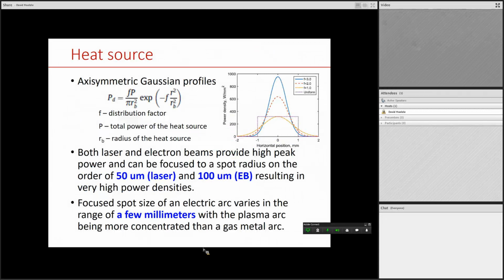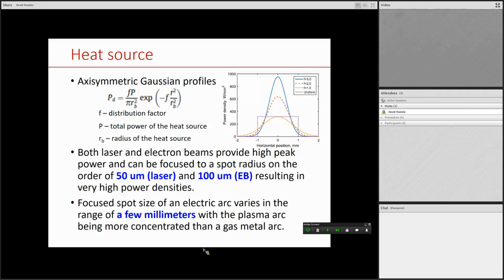Then there is also a lot of modeling work. First thing, an equation of the power density of the heat source is given in this paper, which generates an axis-symmetric Gaussian profile. The F here is the distribution factor. From the plot, we can see when F increases, the power is actually more focused.